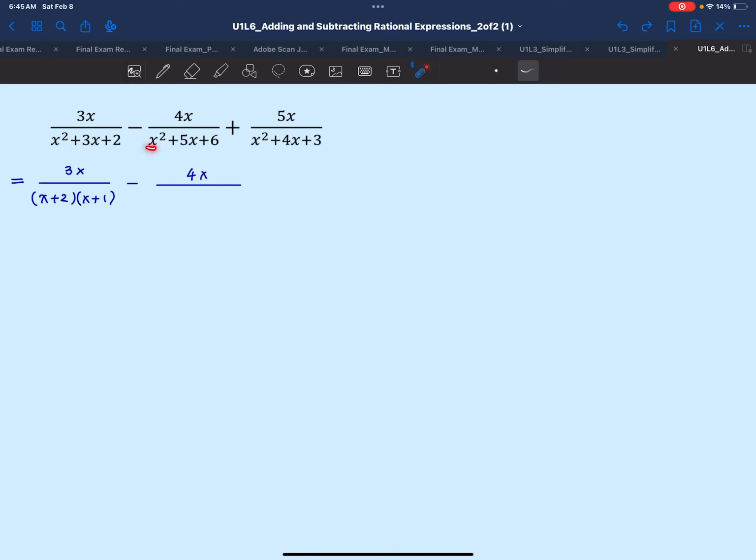Remember, this is a simple trinomial to factor: x squared plus 5x plus 6. So we need two numbers that multiply to positive 6, and in the meantime, add to positive 5.